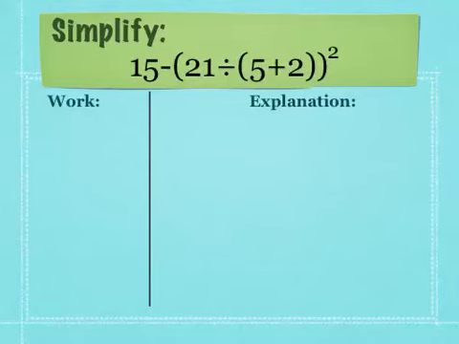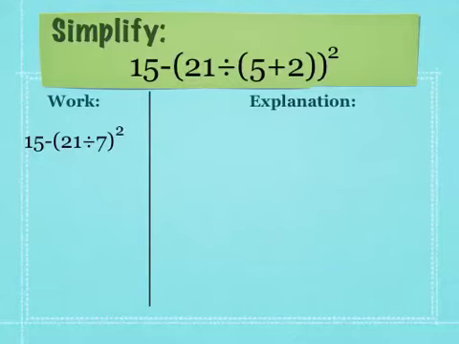The final example asks us to simplify 15 minus parenthesis 21 divided by parenthesis 5 plus 2, close parentheses, close parentheses, squared. This one gets a little bit tricky. If you look at the problem, you'll notice that we have two different sets of parentheses. Our outer set of parentheses would be 21 divided by 5 plus 2. But if you look, there's parentheses inside of those. When we have two sets of parentheses, one inside of the other, we're going to look at the innermost parentheses first. So the first step for this problem would be to do 5 plus 2.